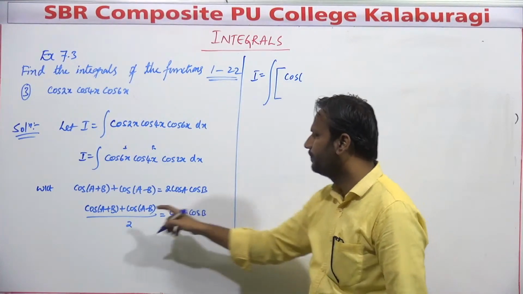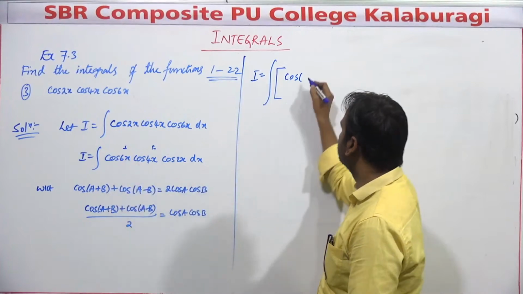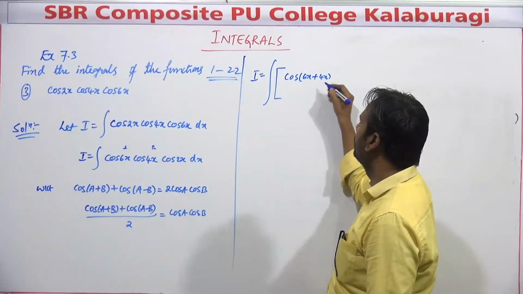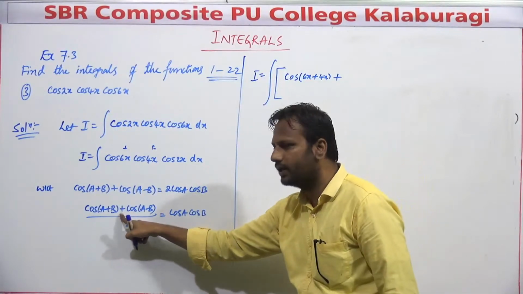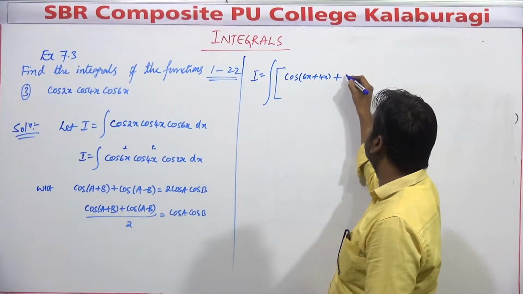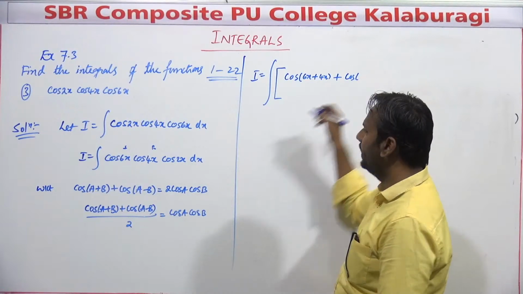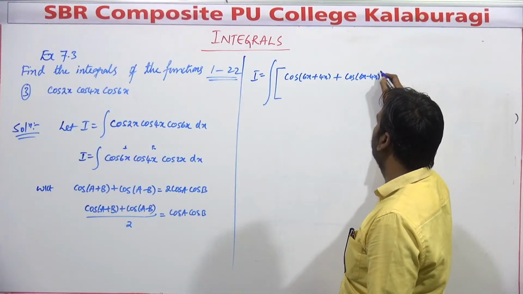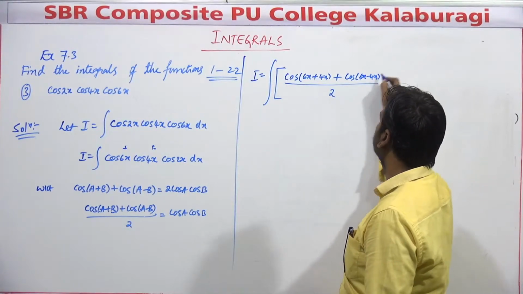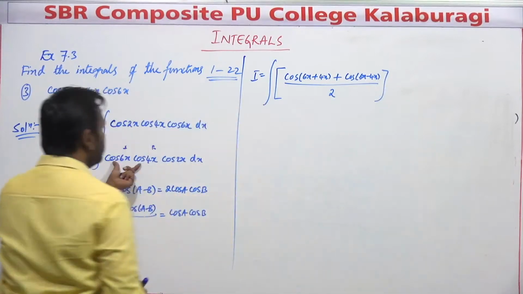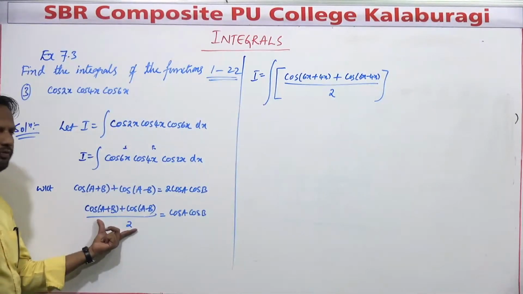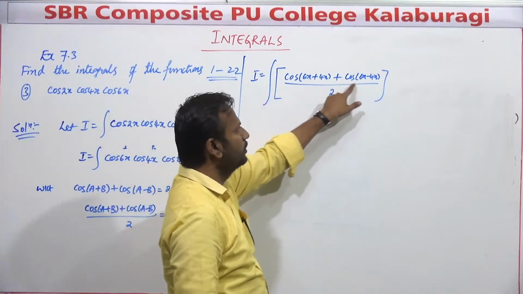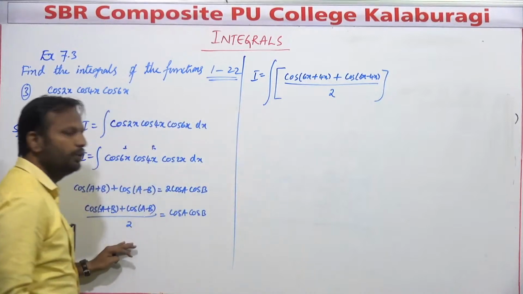So cos of A plus B. What is A now? 6x. Plus B is what now? 4x. Plus again, cos of A minus B. A is what here? 6x minus 4x, right? Whole divided by 2. So for the first two terms, I have applied it in this way here. Cos of A plus B, instead of A we have 6x, B we have 4x. Cos of A plus B plus cos of A minus B whole divided by 2, right?